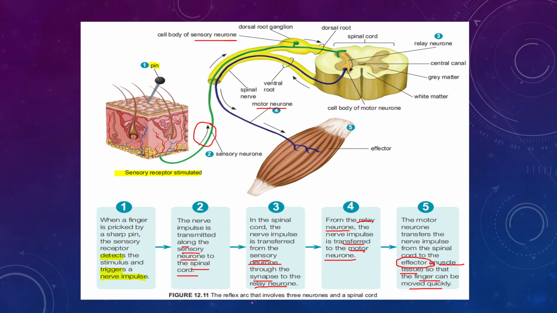So this is the reflex arc involving three neurons and a spinal cord. So what are the three neurons? They are the sensory neuron, the relay neuron, and the motor neuron, involving as well the spinal cord.